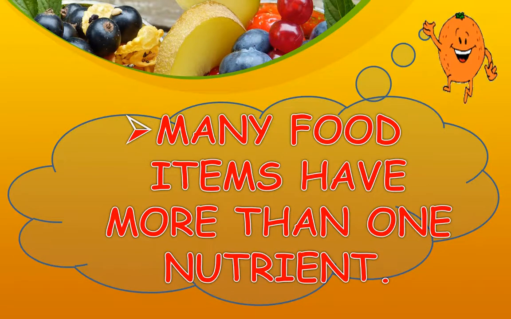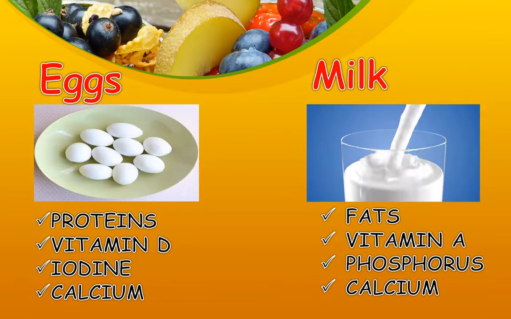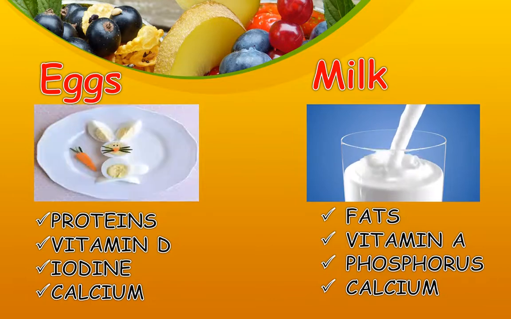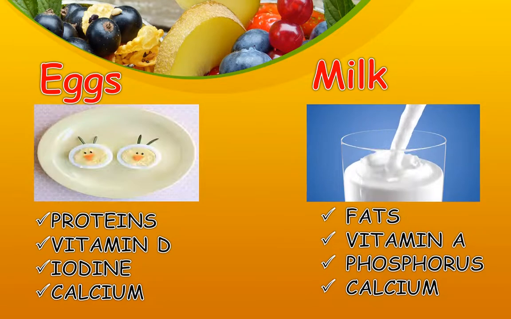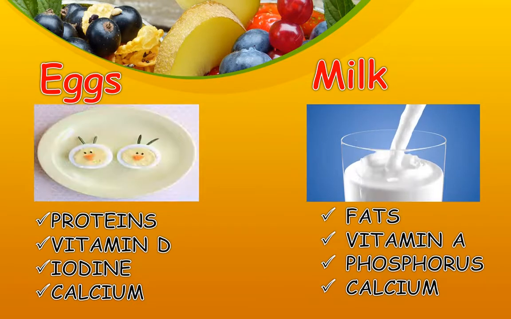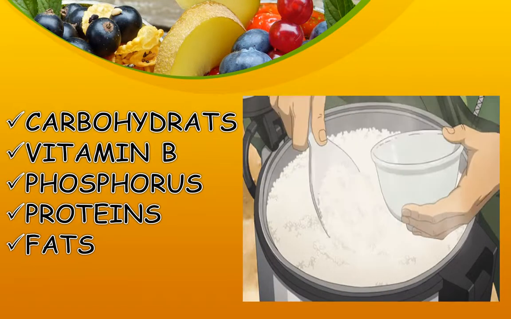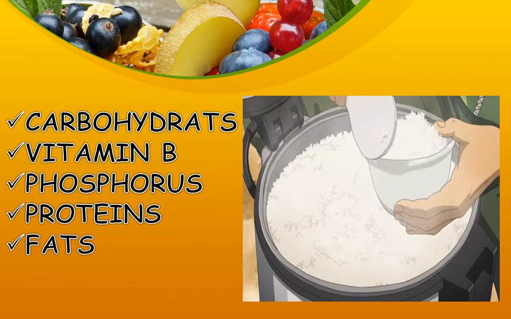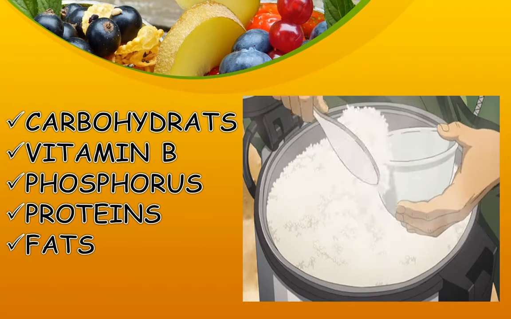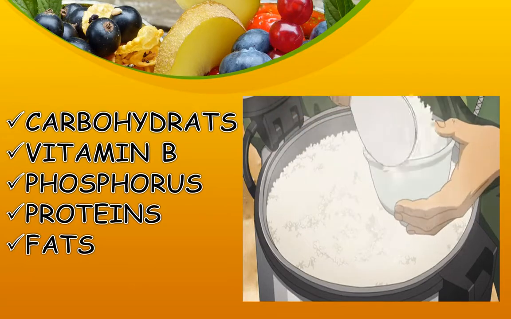Do you know many food items have more than one nutrient? However, in a given raw material, one particular nutrient may be present in much larger quantity than in others. For example, rice has more carbohydrates than other nutrients. Thus, we can say that rice is a carbohydrate-rich source of food.